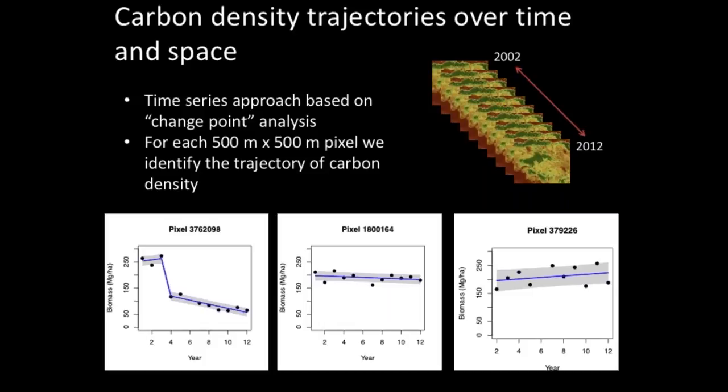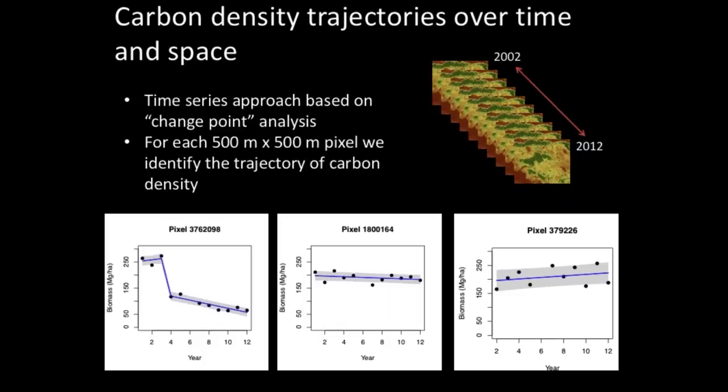So that every year we have an estimate of what the biomass is for each single pixel. So then you get this type of information. Those are 3 different pixels, okay? And here on the left, what you see, the black dots are the estimate of biomass every year.